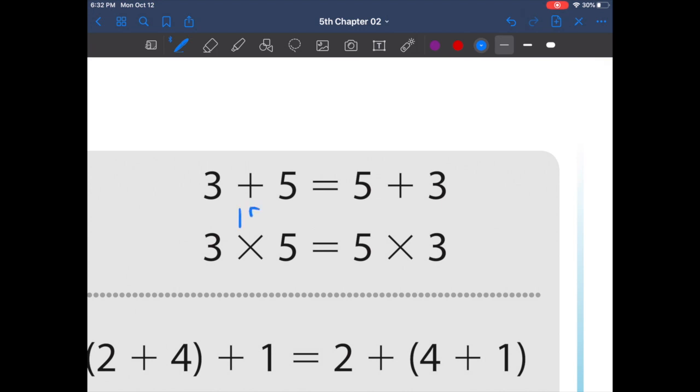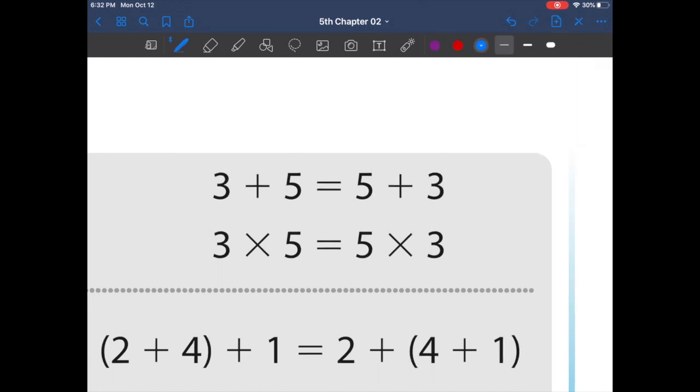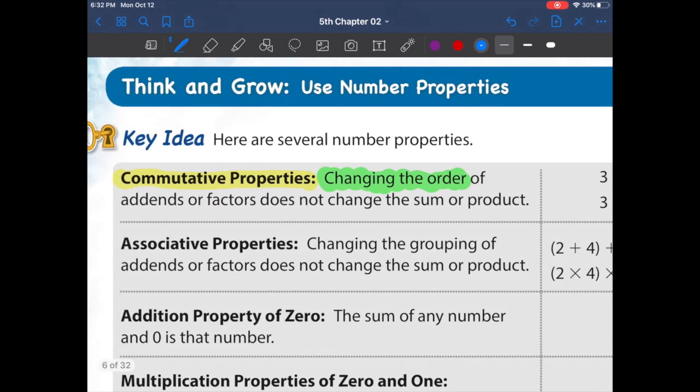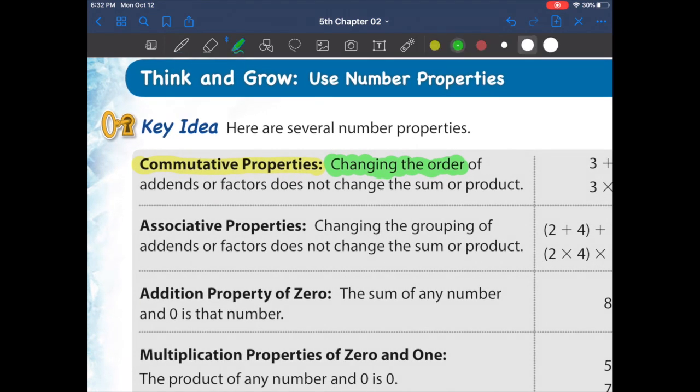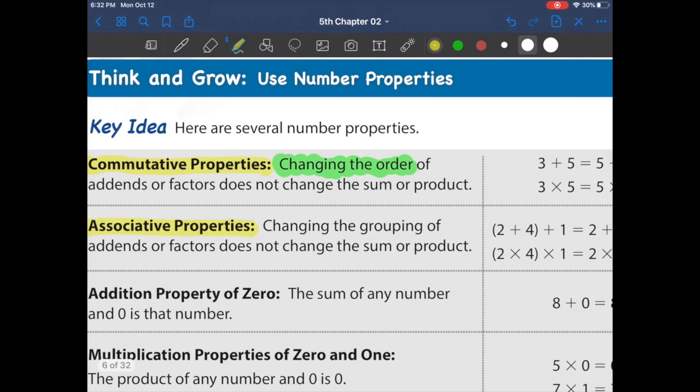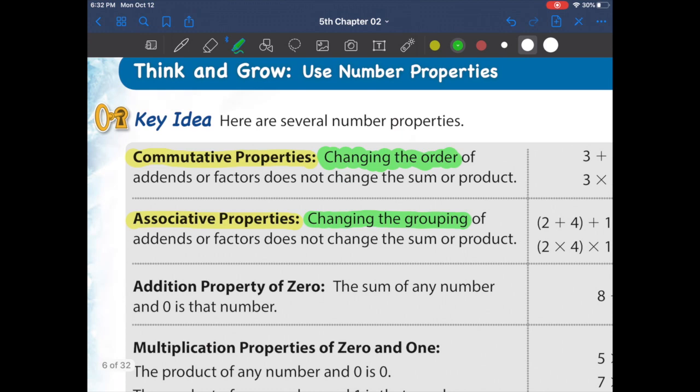And the same thing with multiplication. 3 times 5 is 15, and then 5 times 3 is also 15. So this one also doesn't matter which way you multiply it or add it, because it will stay the exact same answer. Now we have the associative property. What is the, let's use yellow, what is the associative property? The associative property is the changing the groups of addends and factors.